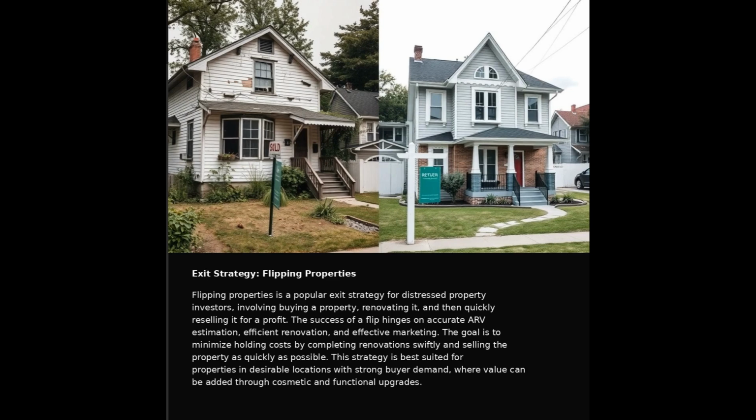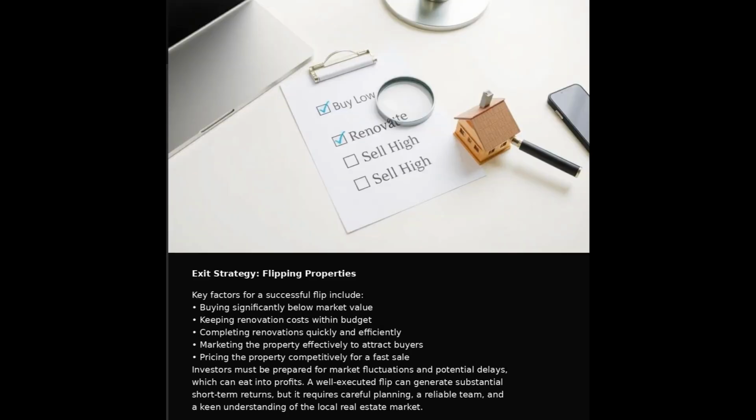This strategy is best suited for properties in desirable locations with strong buyer demand, where value can be added through cosmetic and functional upgrades. Key factors for a successful flip include buying significantly below market value, keeping renovation costs within budget, completing renovations quickly and efficiently, marketing the property effectively to attract buyers, and pricing the property competitively for a fast sale. Investors must be prepared for market fluctuations and potential delays, which can eat into profits.